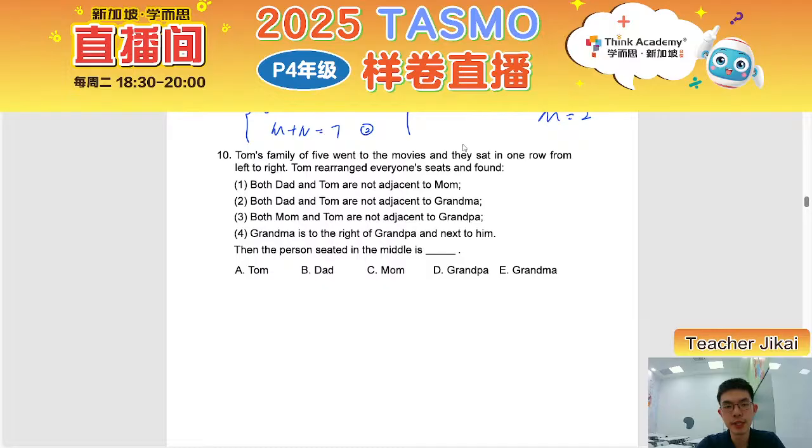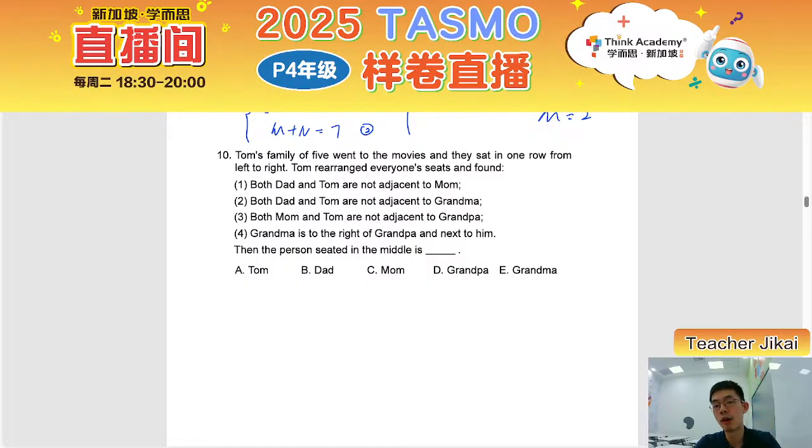First, both Dad and Tom are not adjacent to Mom. So based on it, we cannot get where they are seated. Right. So both Dad and Tom not adjacent to Grandma also count. Both Mom and Tom are not adjacent to Grandpa. We also don't know how they are seated. But for the fourth criteria, right?